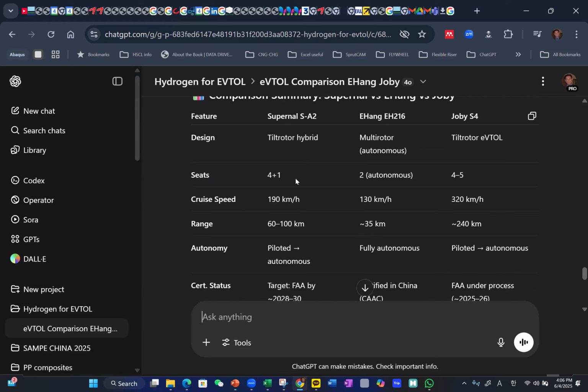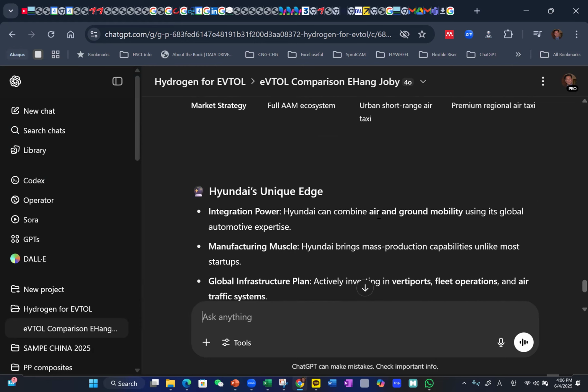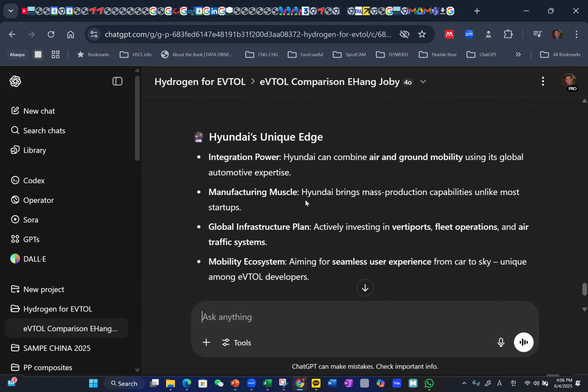You can look at the seats, and it is important. So Hyundai's unique edge, unique technology. What's good? Well, integration power. Now, Hyundai can combine air and ground mobility using its global automotive expertise and multifunctional muscles.